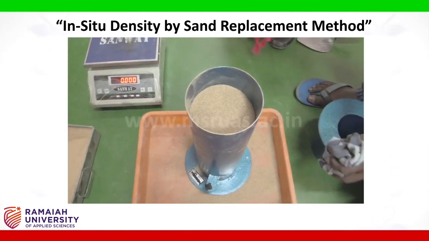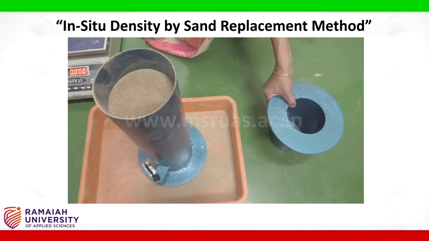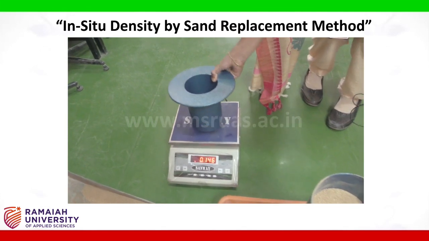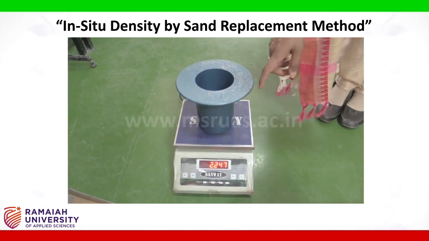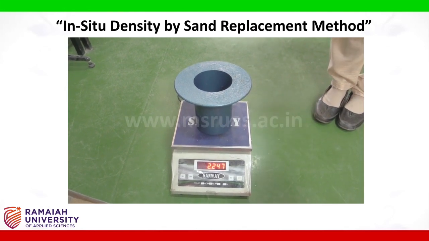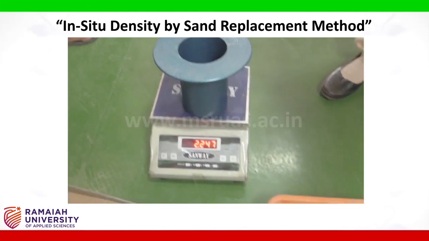Now we have to weigh the empty weight of this calibrating container. The empty weight of the calibrating container is 2.247 kg. After weighing the calibrating container, keep it on the tray.